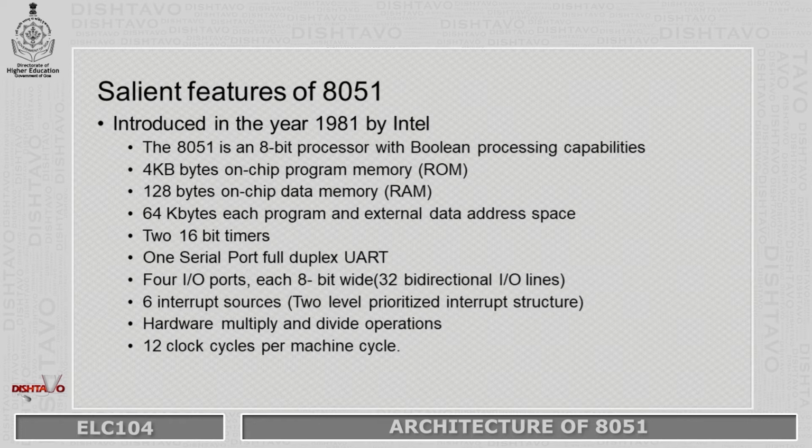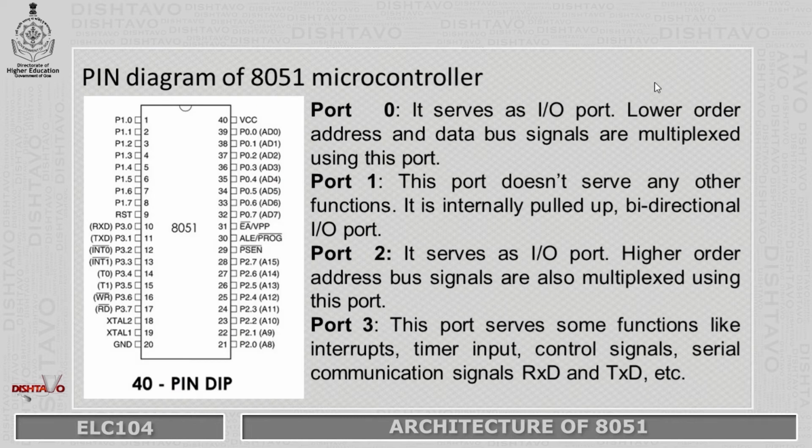There are 6 interrupt sources, and a 2-level prioritized interrupt structure is implemented here. Then hardware multiply and divide operations are available in case of 8051. 12 clock cycles per machine cycle is standard here. Then let's see the pin diagram of a generic 8051 microcontroller.